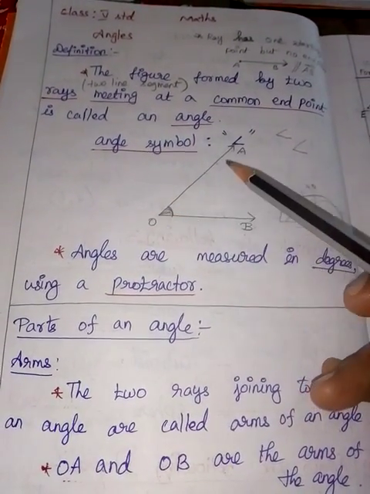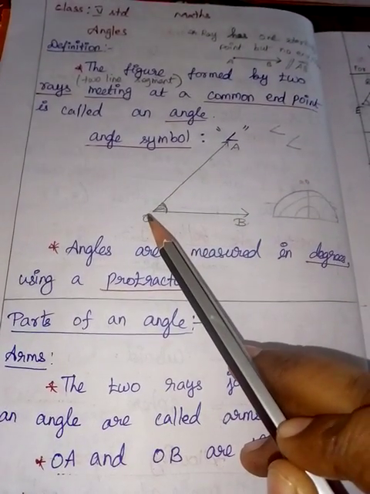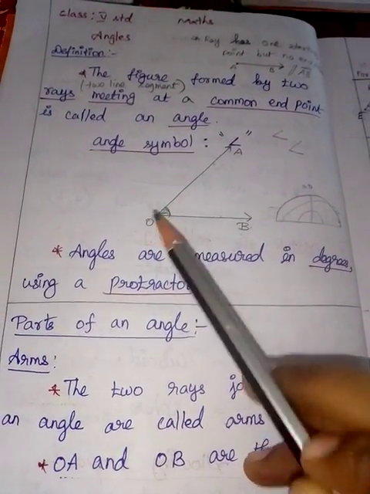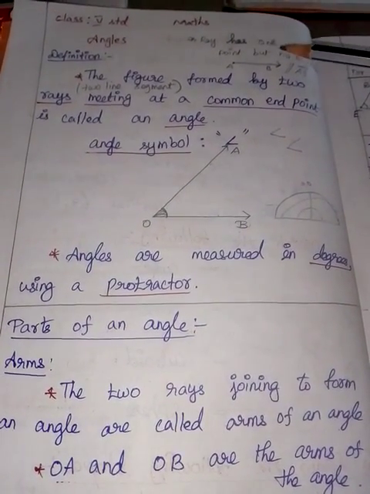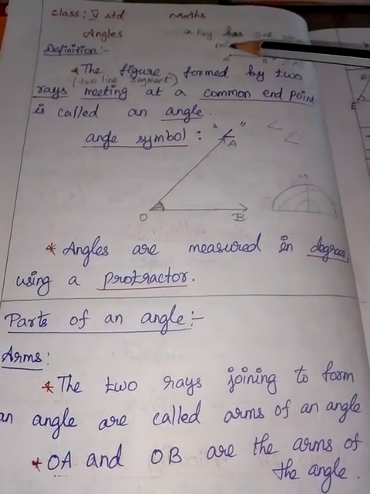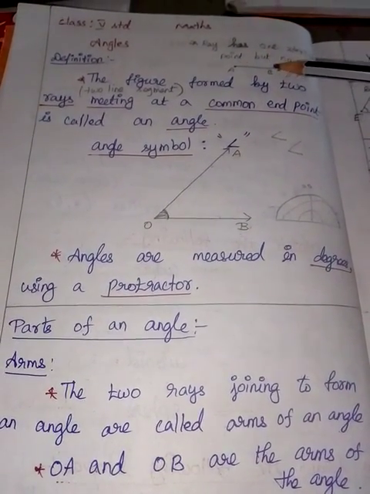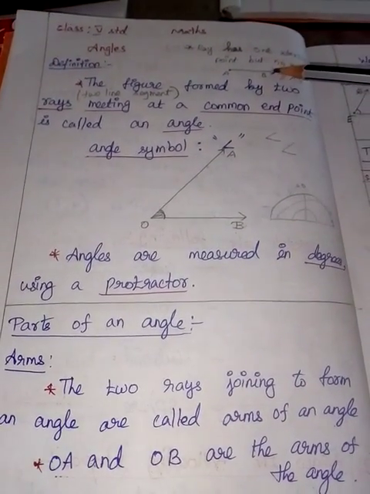Okay, this ray and this ray, the joining point is O. This is an angle. Okay, what is a ray? A ray has one starting point but no end point. AB is a ray. A is the starting point and B doesn't have an end point. We denote it with an arrow mark.